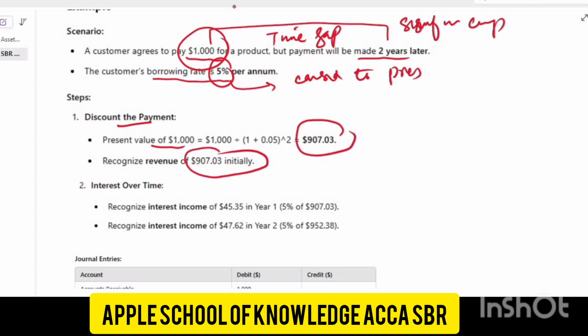Now interest over time, so recognize interest income, this one will be recognized in year 1, you see here, and then interest income of about 47.62 for year 2.